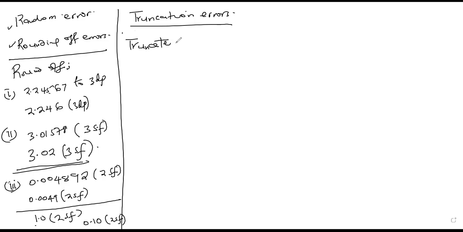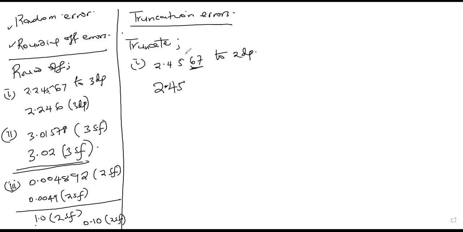Truncate is to terminate. If I say truncate 2.4567 to 2 decimal places, when you truncate, this becomes just 2.45. After the point, you count 2 decimal places, irrespective of what the remaining digits would have caused. So you disregard that, and you just write them without rounding off.